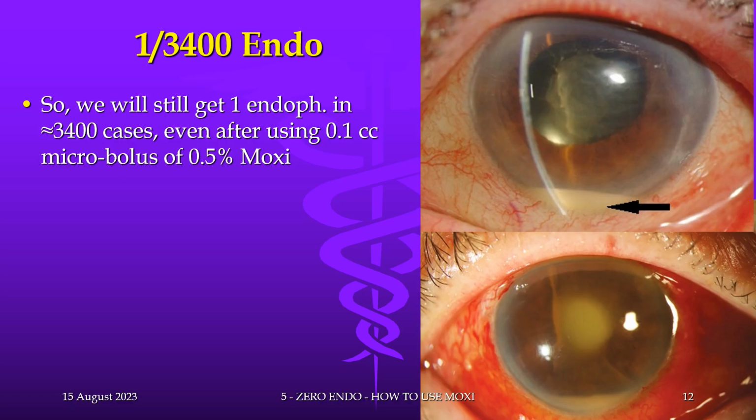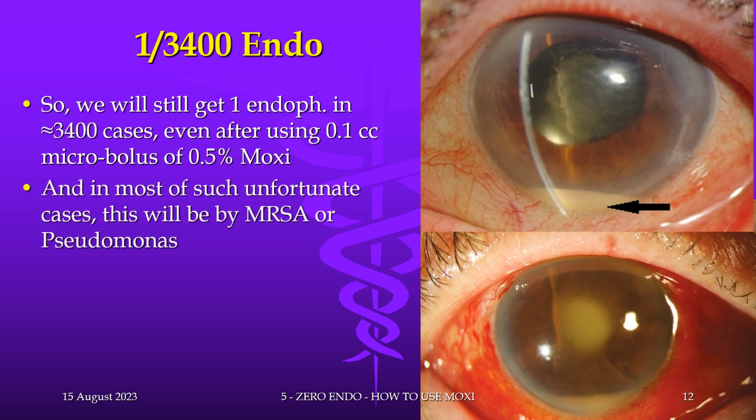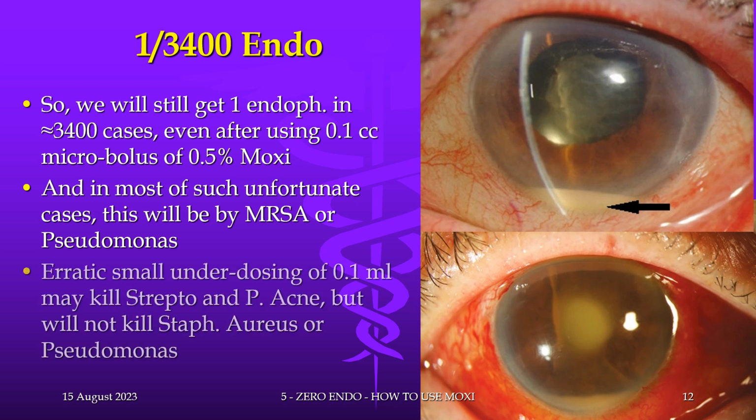So we will still get one endophthalmitis in about 3400 cases even after using a 0.1 cc microbolus of 0.5% Moxi, and in most of such unfortunate cases this will be by MRSA or Pseudomonas, because erratic small underdosing of 0.1 ml may kill strepto and P. acne but will not kill the resistant staph or Pseudomonas strains.